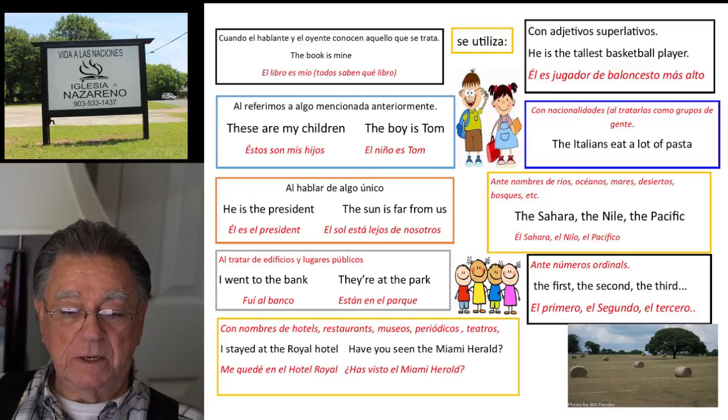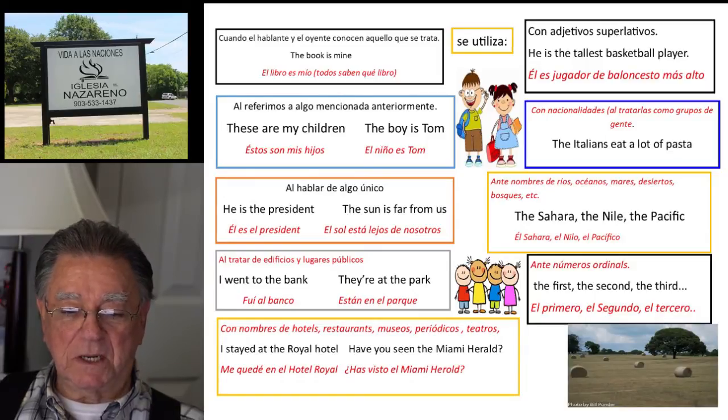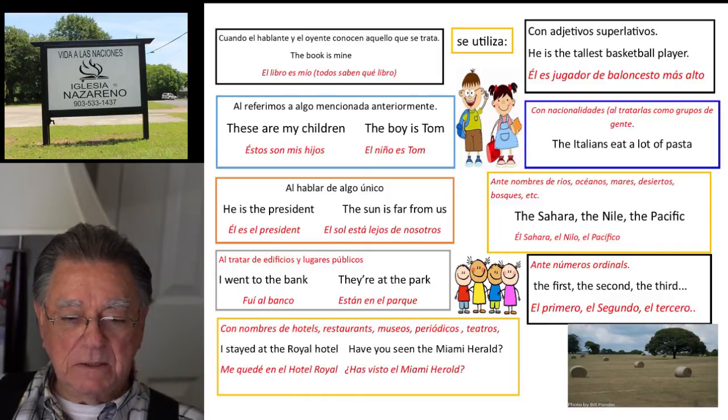Okay, and then they're at the park. And we know what park you're talking about. The park is probably down the street or someplace where we both know. Fui al banco. Okay, well, we didn't need one there in Spanish. Fui en el... Oh, yes, we did. We went to the bank. Okay, están en el parque. Están en el parque. I went to the bank, and they're at the park.